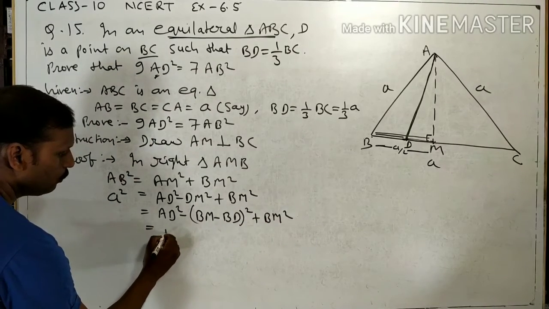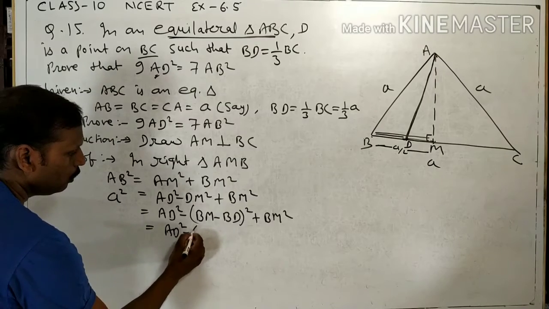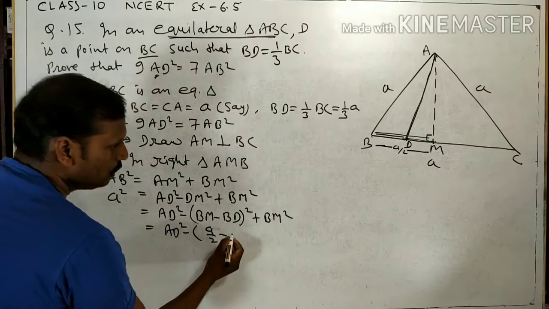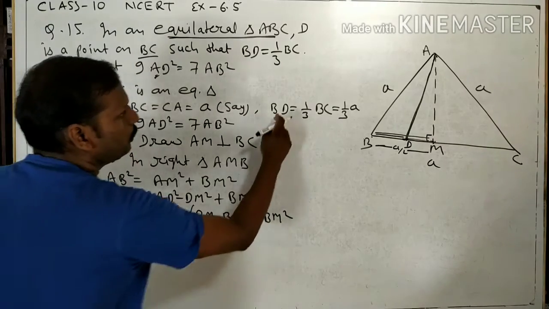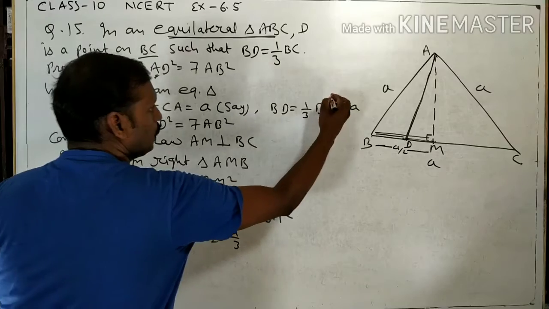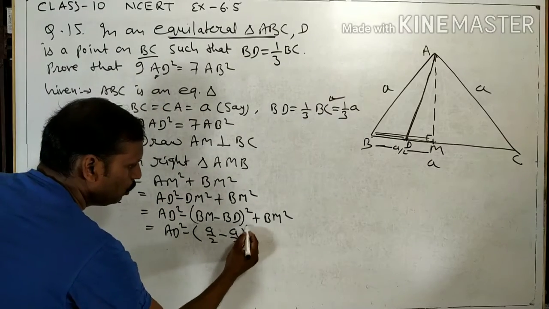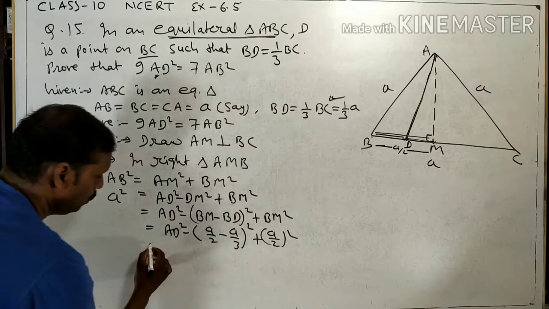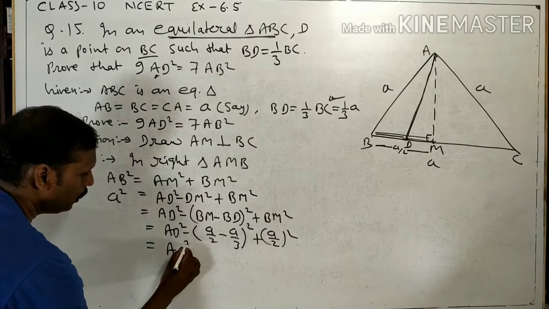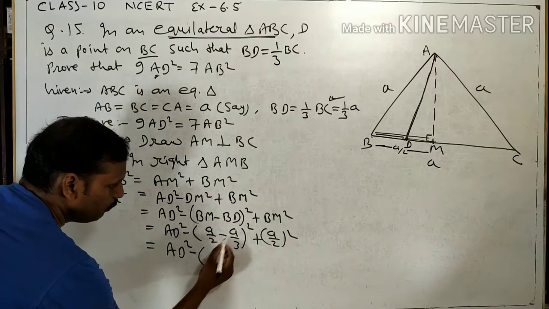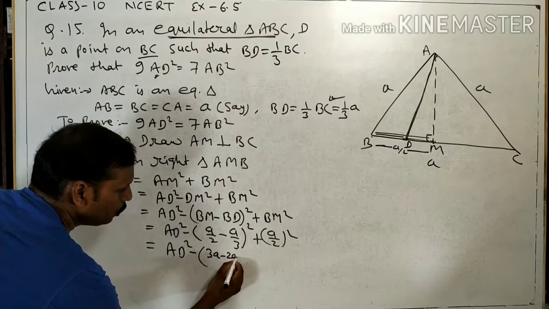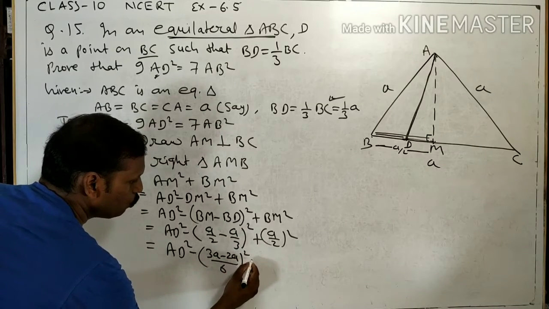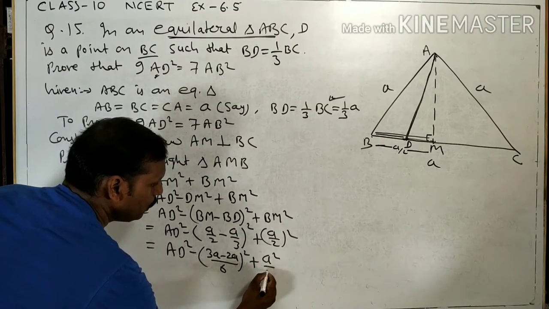Now put the value of BM. BM means A by 2 minus BD. BD means A by 3. BD equal to A by 3. Here we can see A by 3 whole square plus BM, BM means A by 2 whole square. Now solve it. AD square minus 3A minus 2A, 3A minus 2A by 6, LCM of 3 and 2 is 6, whole square plus A square by 4.